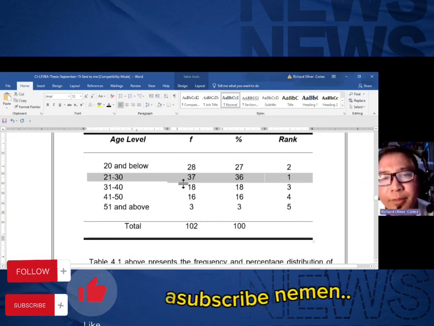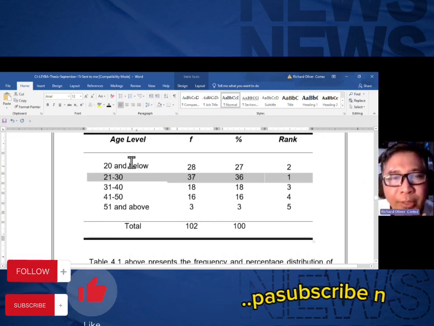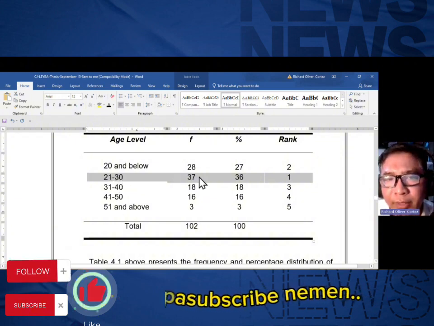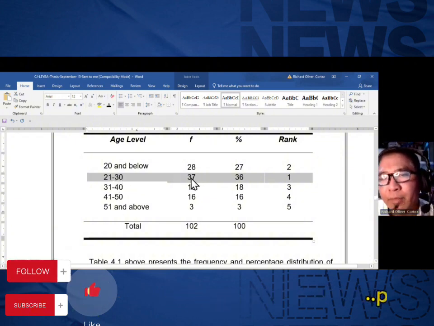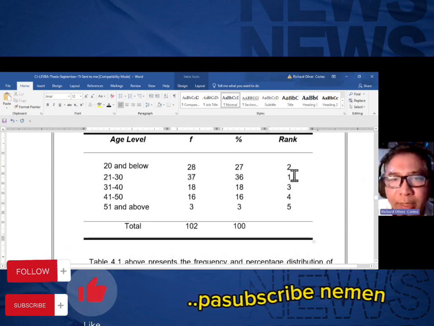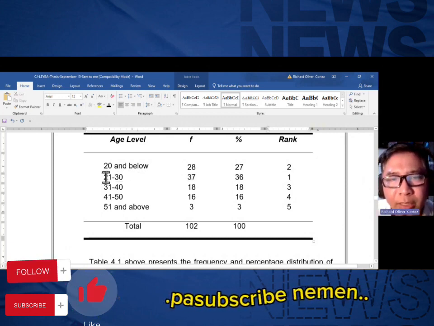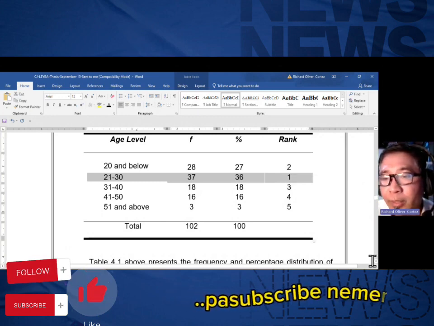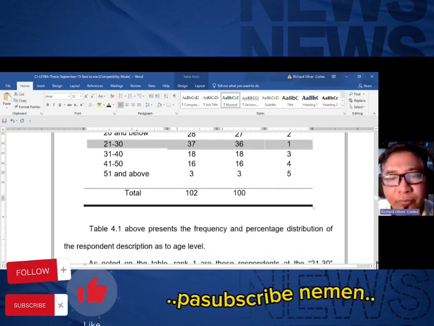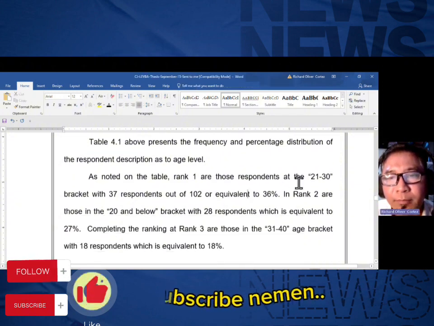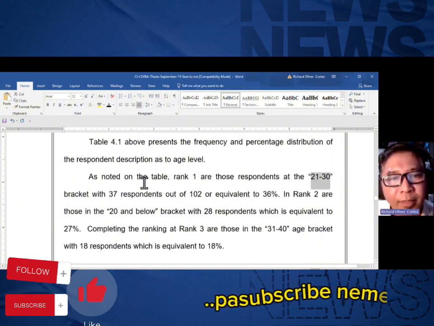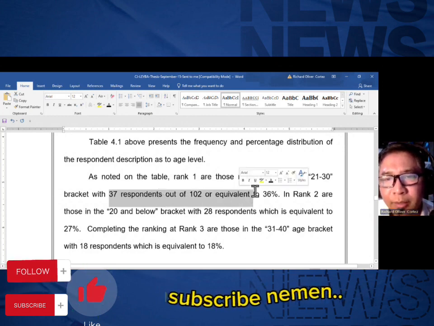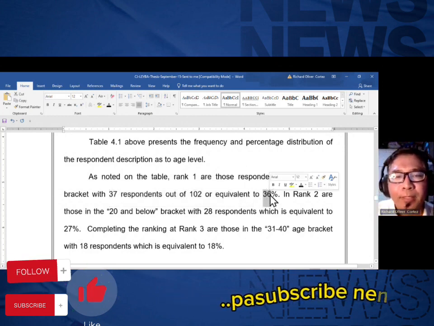Okay, so you mentioned in your discussion the indicator 21 to 30. You mentioned the frequency, 37. You mentioned the ranking, 1. You mentioned the percentage in our discussion below the table. That is why your second paragraph has this one: the 21 to 30, 37 respondents out of 102, and the percentage.